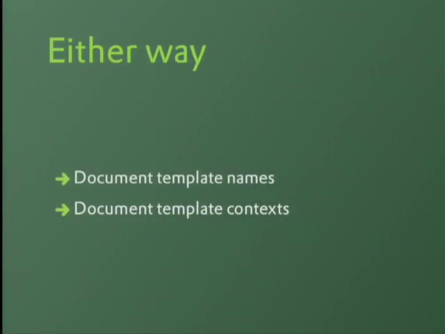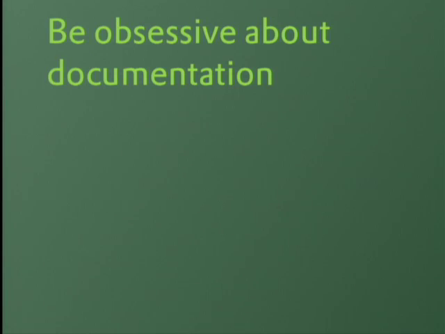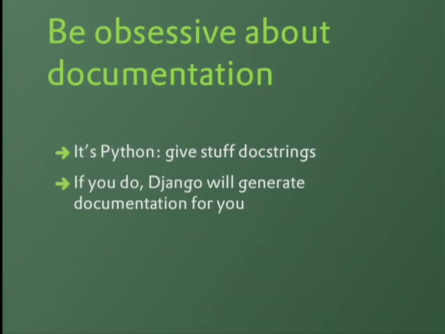Either way, document your template names, document your template contexts. And in fact, as long as you're at it, be obsessive about documentation. Don't just document those. It's Python. You can give everything a doc string. If you do, Django will generate very nice documentation for you in the admin. People can go and browse and see everything you have installed and how it works. And your users and your developers, I promise, will love you.